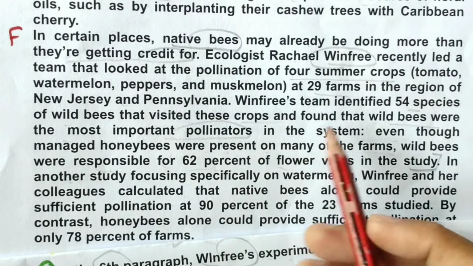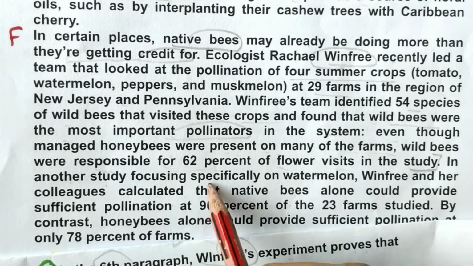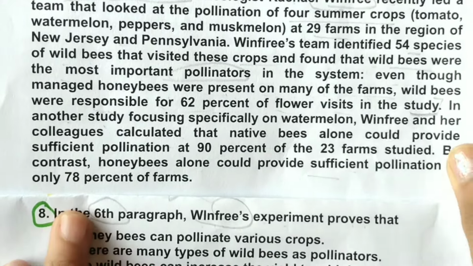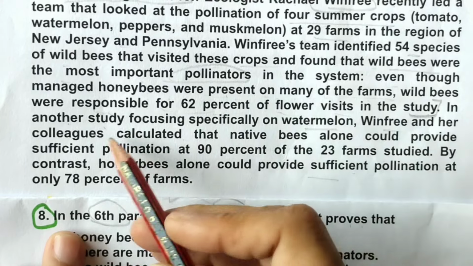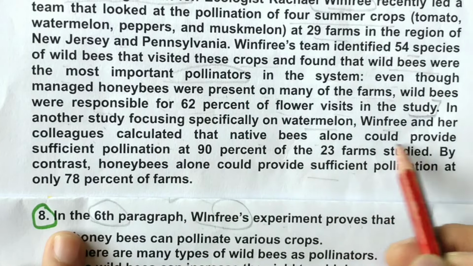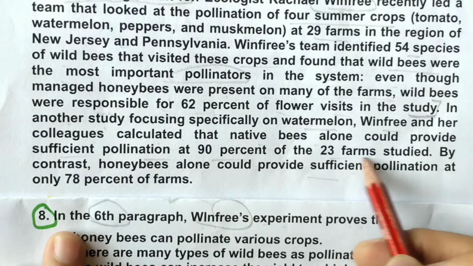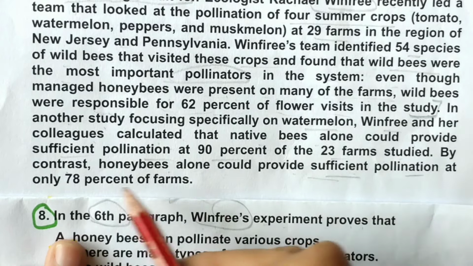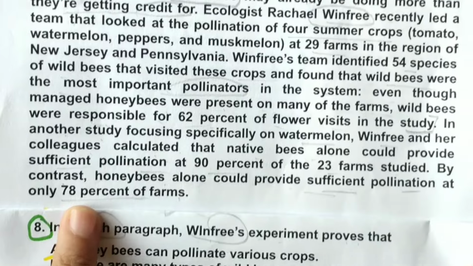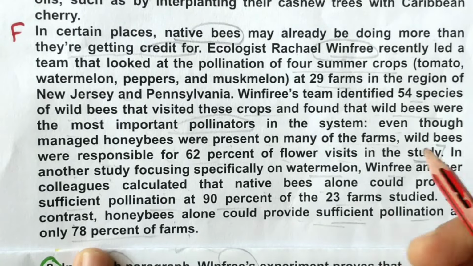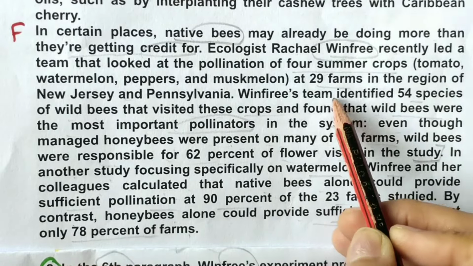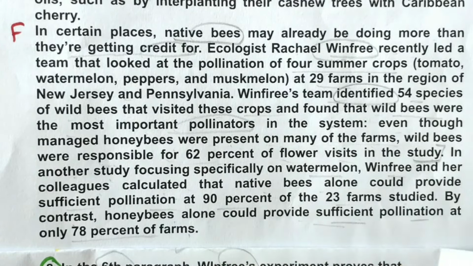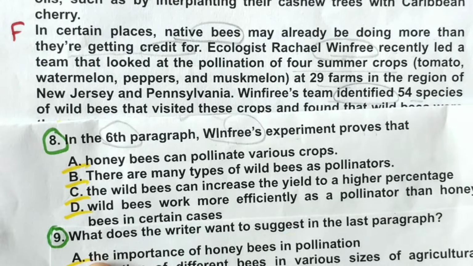So in another study, so it means some other person, okay, watermelon, Winfrey and her colleagues calculated that native bees alone could provide sufficient pollination, 90%. By contrast, honeybees alone could provide sufficient pollination at 75% of farms. Okay, I think identified 54 species visited were most important pollinators, even though, okay, let's read the options.